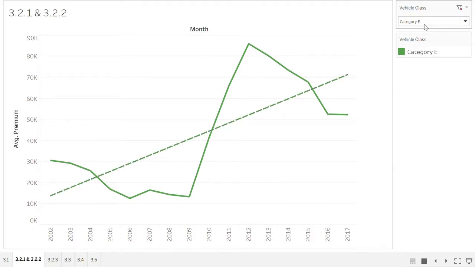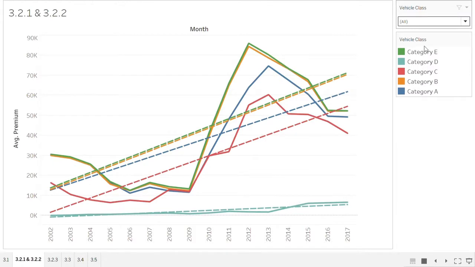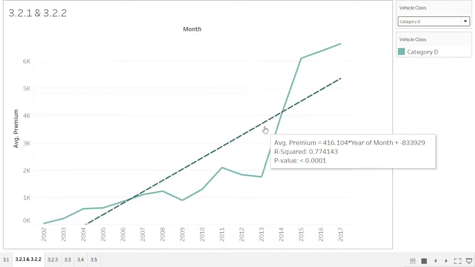In question 3.2.2, we identified the category that has decreased or remained constant in terms of average premium compared to other categories and the possible underlying reasons for it. Category D in light blue remained relatively constant in terms of average premium compared to other categories. Its R-square value is the highest amongst the categories at 77.1%. This means that the observed average premium has deviated the least from the predicted average premium value.